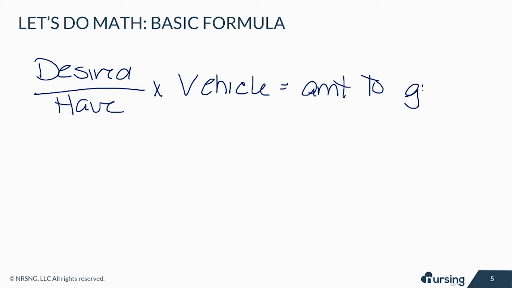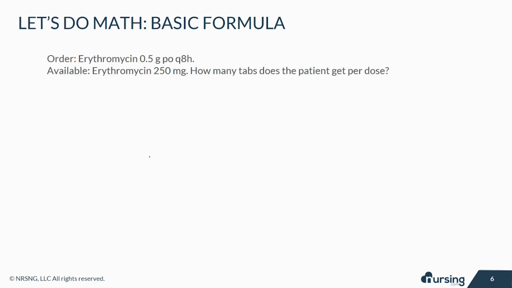What this means is your desired is your ordered dose. What you have is what you have on hand. And then the vehicle, very simply, is going to be how does the drug come? So is it a tablet, liquid, or a capsule? And again, you're going to have to be labeling, so you shouldn't forget this. Most of what we do in this lesson is actually going to use this formula at some point. So let's take a quick look at an example.